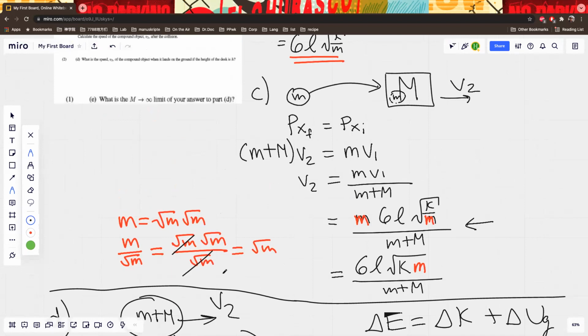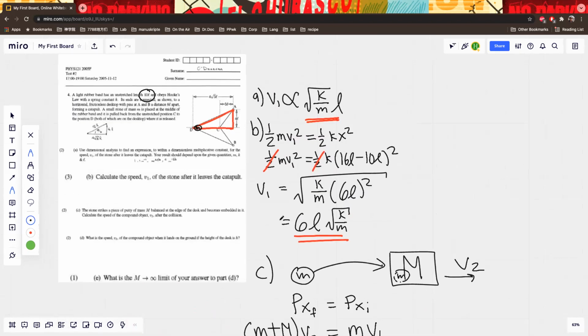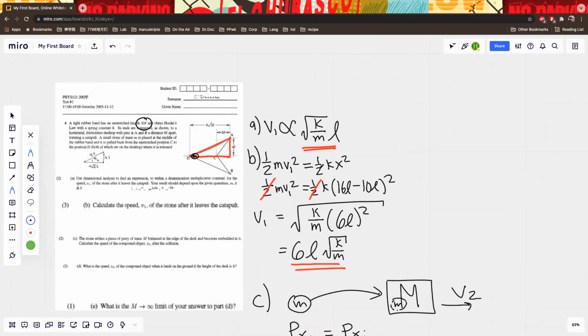For this radical simplification, it can help just to know that if you have m over root m, then that's just equal to root m. If you forget how to do that, just write m as square root of m times square root of m. And probably the hardest part of this question is getting this 16L by doing the Pythagorean theorem twice and multiplying it by 2. That's a bit annoying, but it's doable.